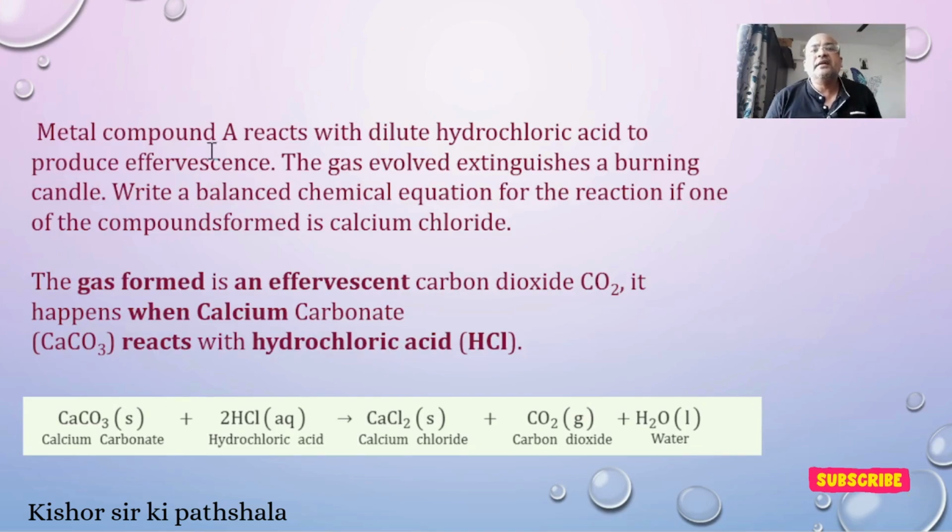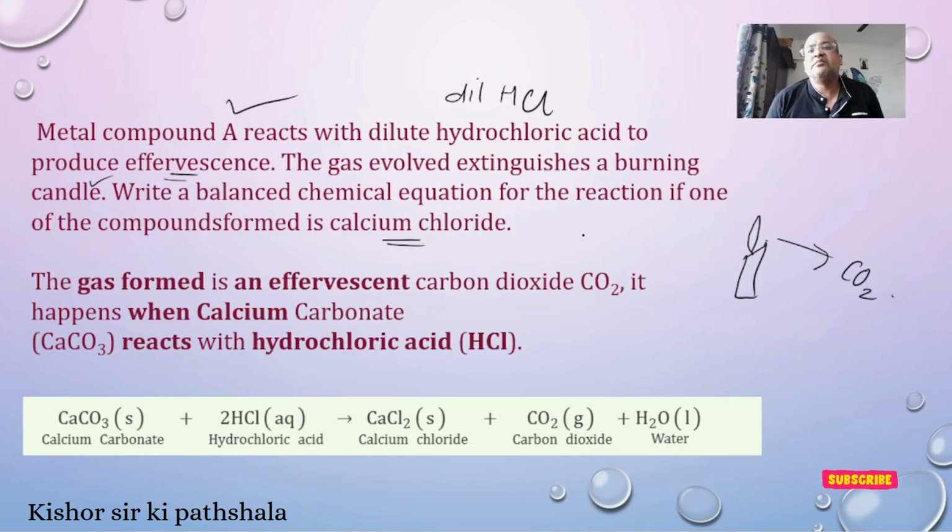Now let's see. Metal compound A reacts with dilute hydrochloric acid to produce effervescence. The gas evolved extinguishes a burning candle. You know that a burning candle is extinguished particularly by carbon dioxide gas. Write a balanced chemical equation if one of the compounds formed is calcium chloride.